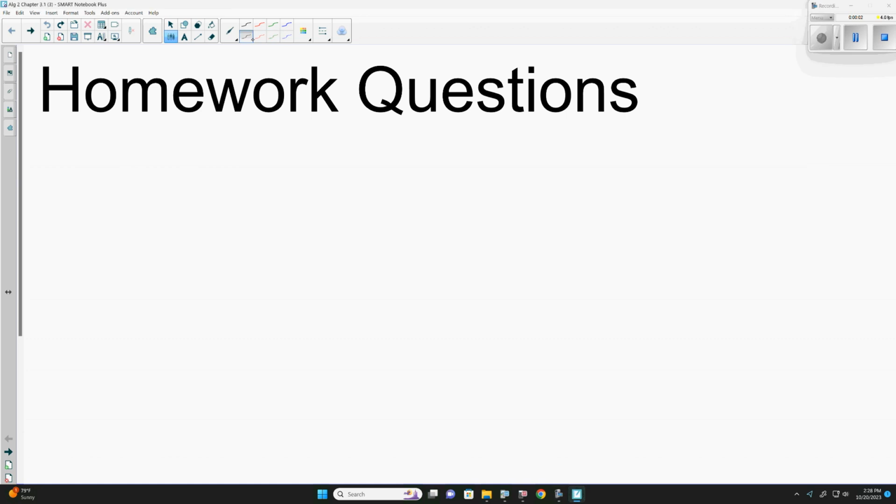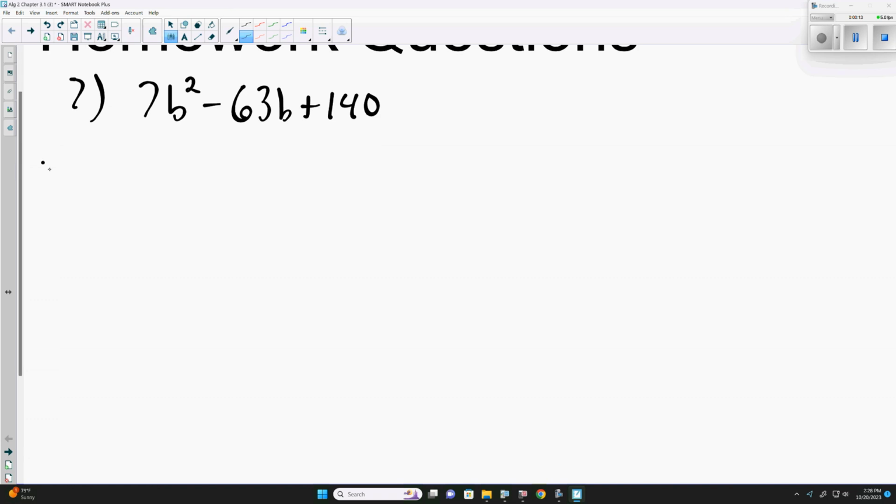Okay, so what's the equation? 7b squared minus 63b plus 140. Now, when we're factoring this, we need to determine if there is a greatest common factor, which is 7. So when we factor 7 out of 7b squared, we have b squared. When we factor 7 out of 63b, we have 9b. And 7 factored out of 140 would be 20.